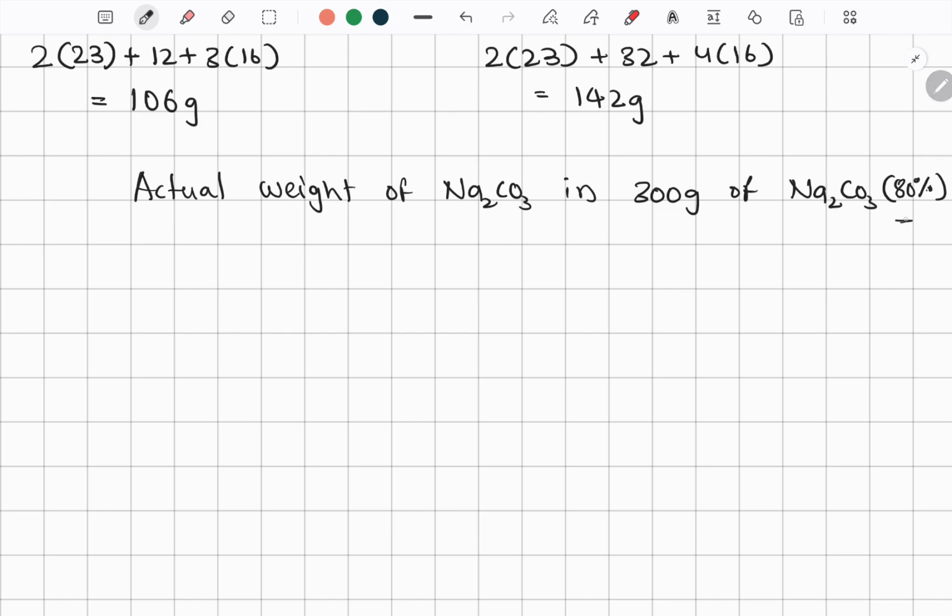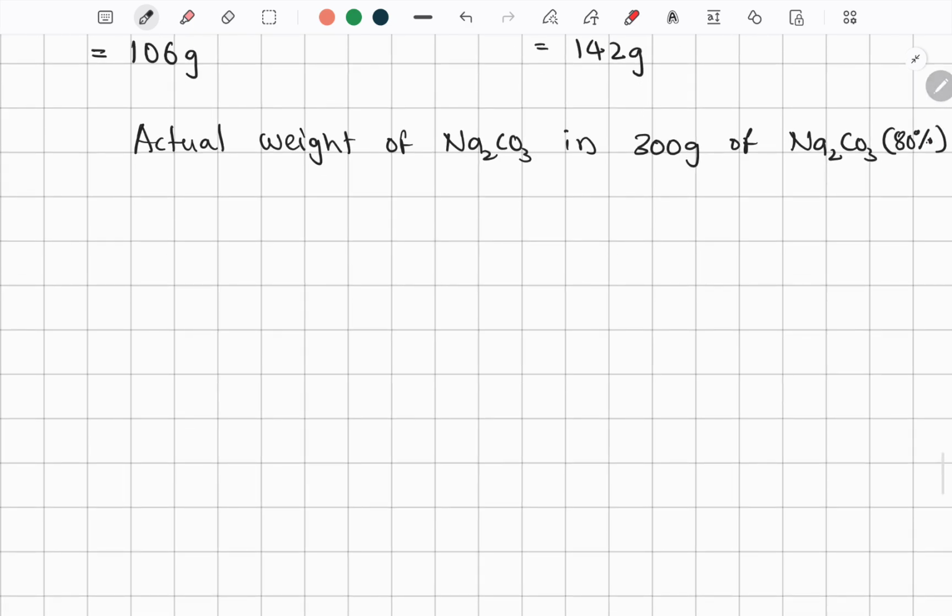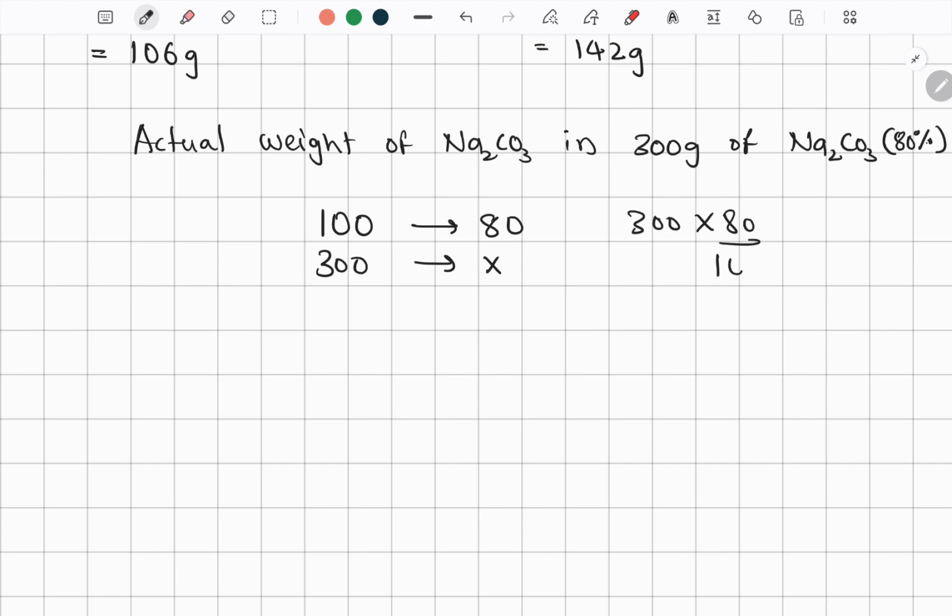So sir, how do we calculate the 80% purity? It's very simple. This is a unitary method also, that out of 100% only 80% is pure. So out of 100, if 80 is pure, then out of 300, X will be the pure amount. You can simply do 300 into 80 by 100.